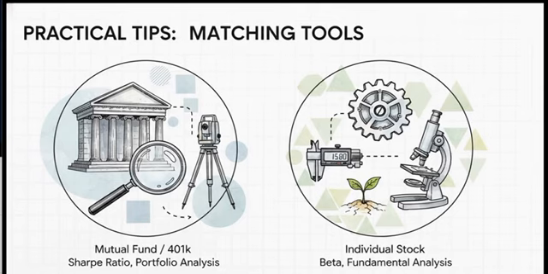When you're looking at your overall 401k or evaluating a mutual fund manager, use the logic of the CML. Look at their standard deviation and calculate that Sharpe ratio to make sure they're actually being efficient. But when you want to buy an individual slice of a company, like maybe a hot new tech stock, use the logic of the SML. Find its beta, plug it into CAPM, and figure out its required return.